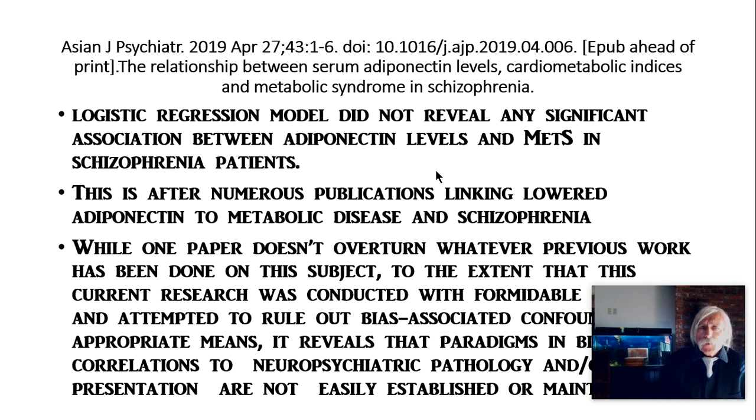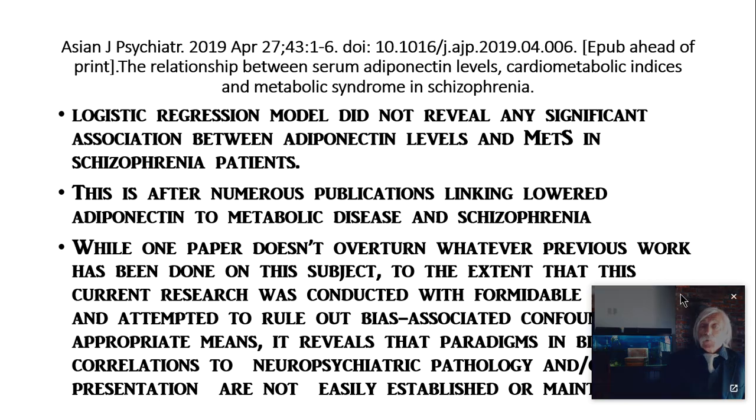They say a logistic regression model did not reveal any significant association between adiponectin, which is a specific kind of adipokine, levels and the metabolic syndrome in schizophrenia patients. Because previously, people have suggested that adipokine levels are associated with metabolic syndrome, which is comorbid with some schizophrenics. You see, this is where they were coming from. This is after numerous publications linking lowered adiponectin to metabolic disease and schizophrenia. They didn't find it in their paper.